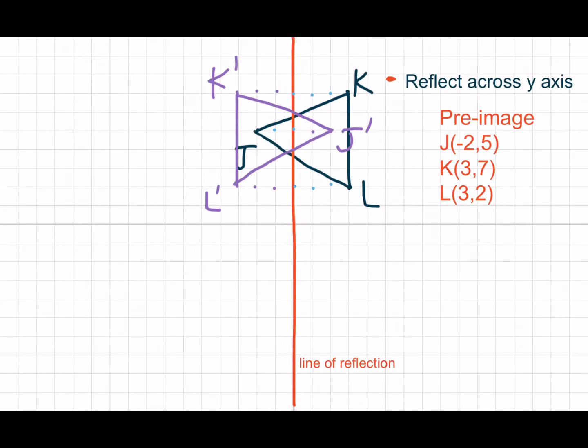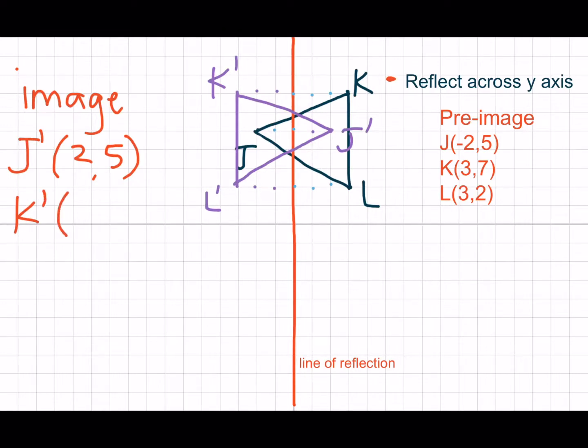So again, let's list out your image coordinates so that we can see a pattern. Let's go with J prime. J prime is now at 2, 5. K prime is now at -3, 7. And L prime is at -3, 2. Again, look for some patterns, see what you notice.